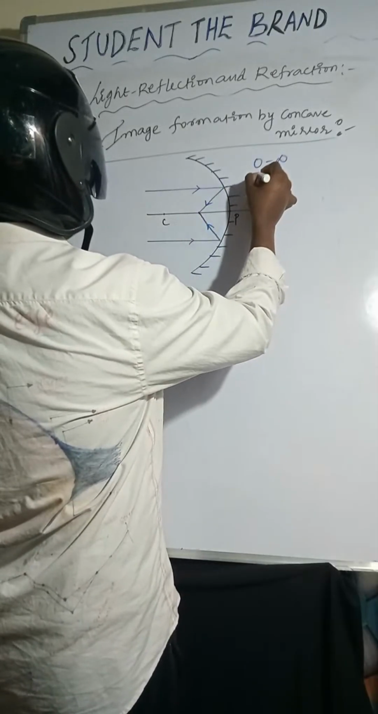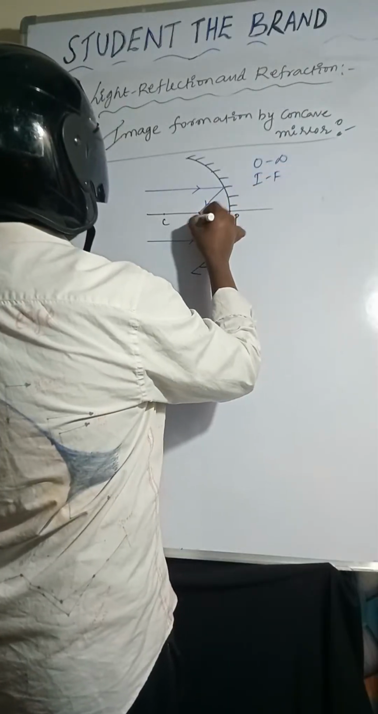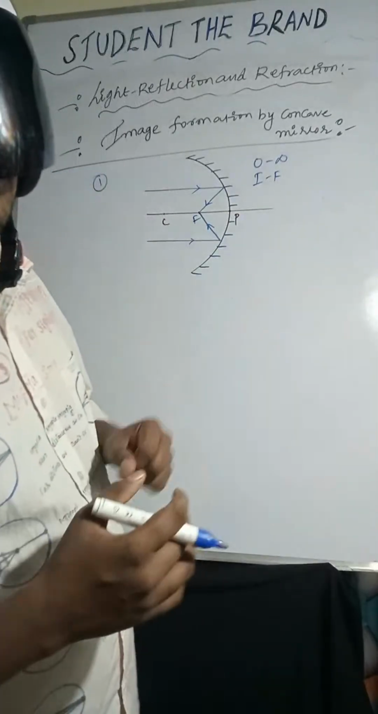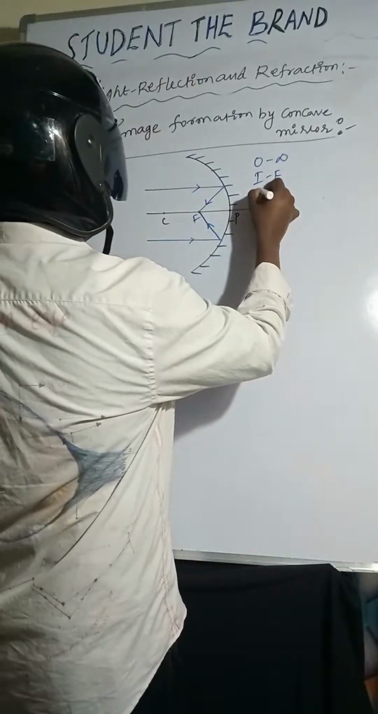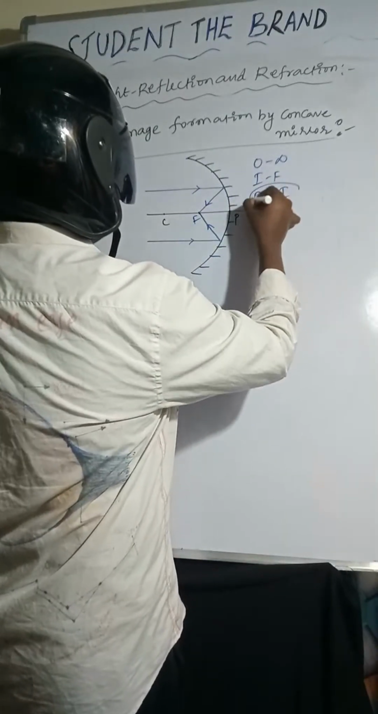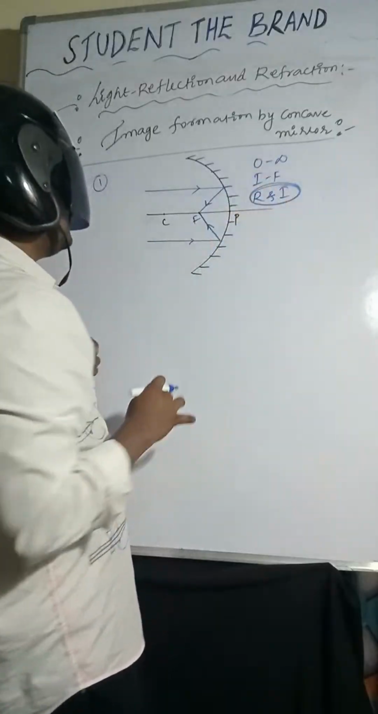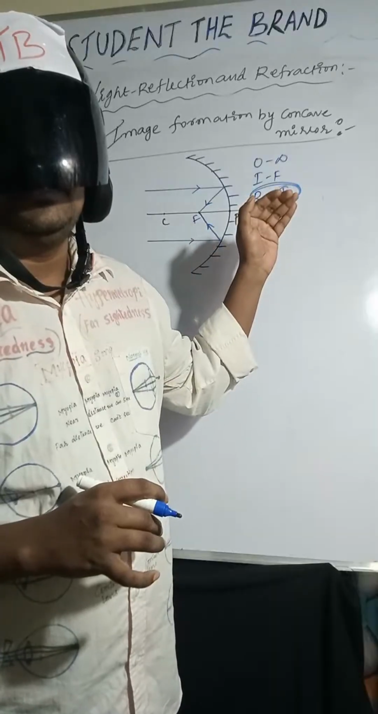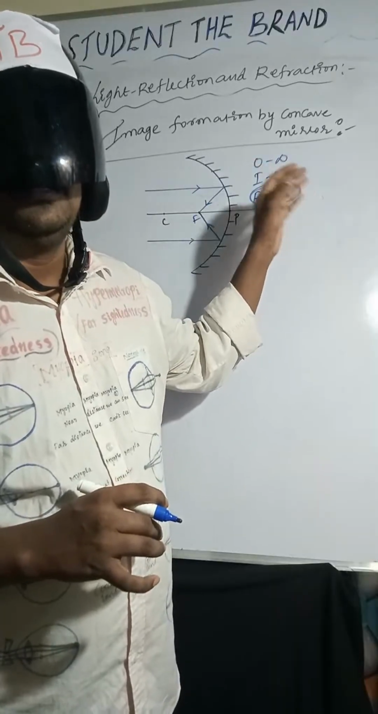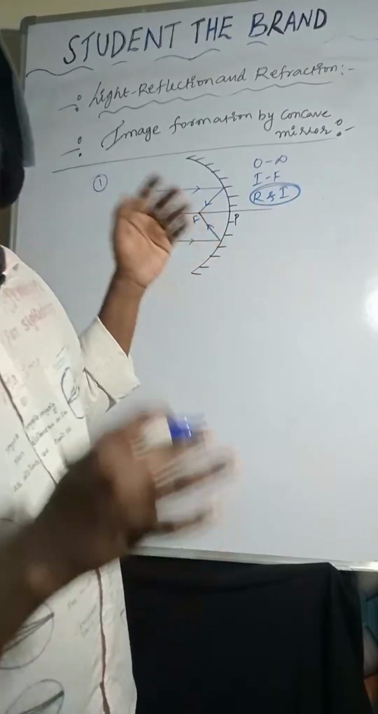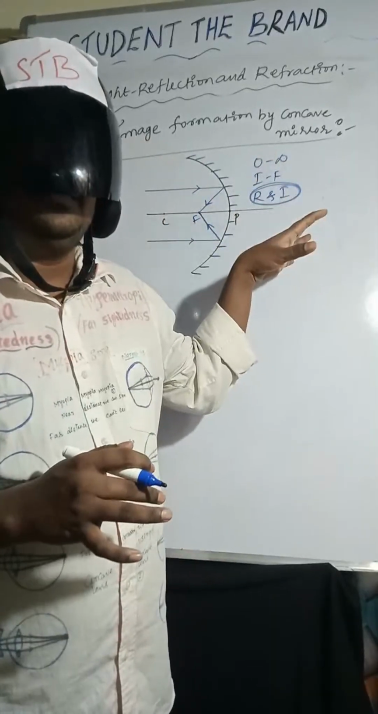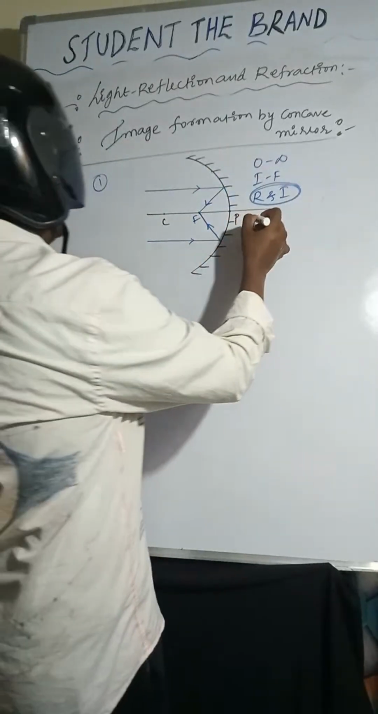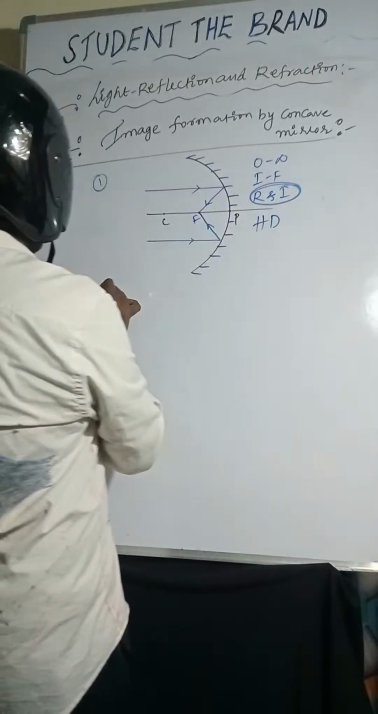Object is at infinity, image is forming at focus. Nature of the image is real and inverted. Here you have to observe one thing carefully. Size of the image is highly diminished. Coming to the second one.